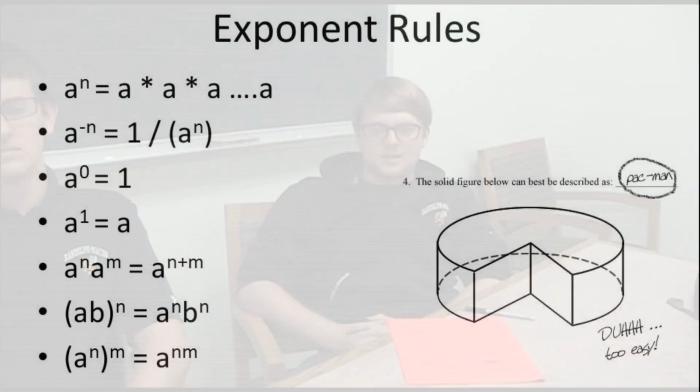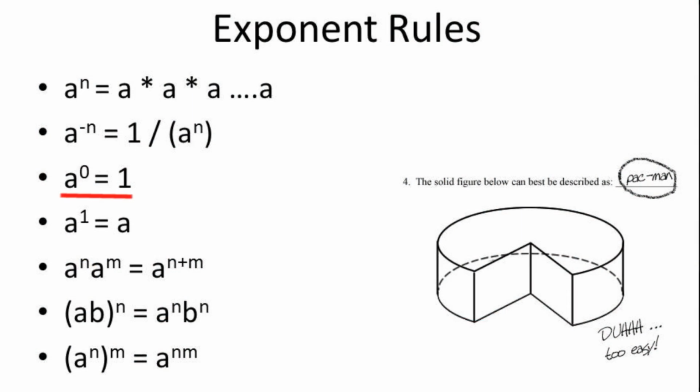And then the main example that we'll see often is a to the 0 equals 1. Whenever you take a number or a variable and put it to the power of 0, it's always the number 1. A to the 1 is a. You're not multiplying it at all.